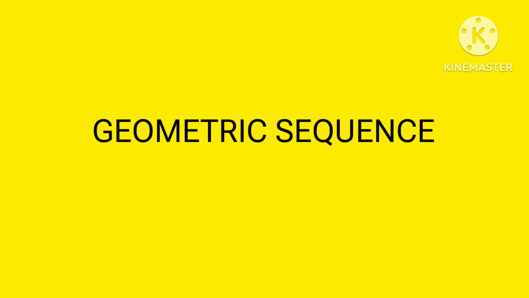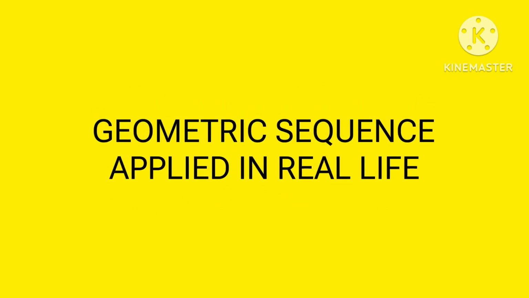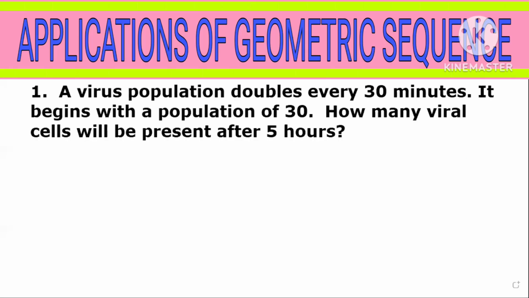In today's video, we'll talk about geometric sequence as applied in real life. Problem number 1. A virus population doubles every 30 minutes. It begins with a population of 30. How many viral cells will be present after 5 hours?